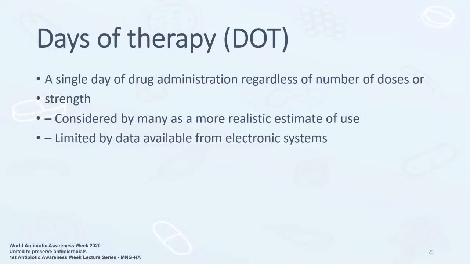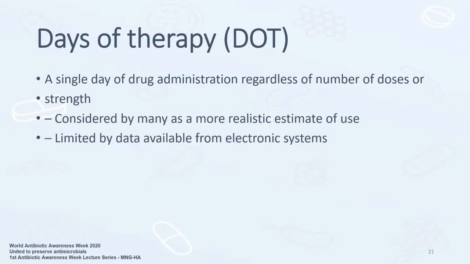So the DOT for meropenem for this patient is 3, because within those 24-hour calendar days, this patient received at least 1 dose of meropenem during their day. So it's regardless of the dose. It's considered by many as a more realistic estimate of use, but it's limited by data available from the electronic system.